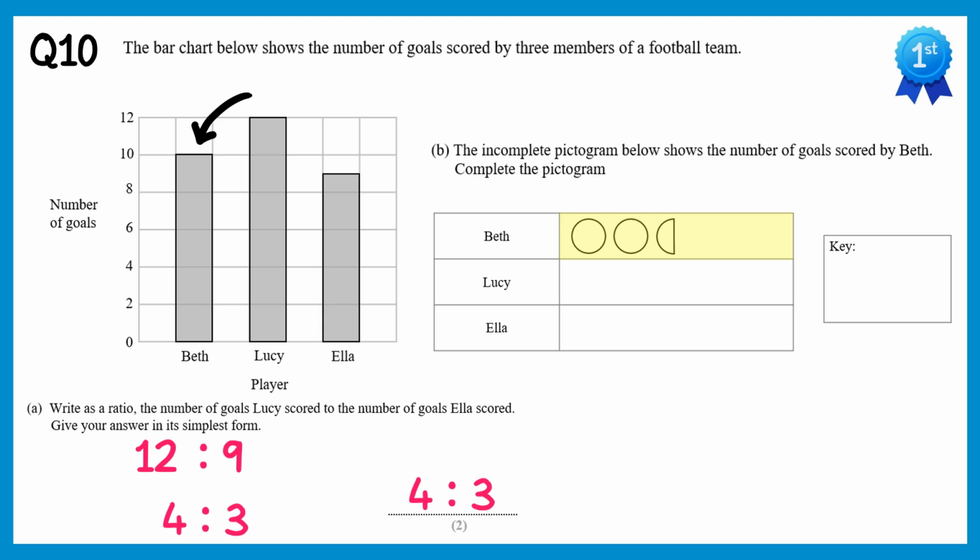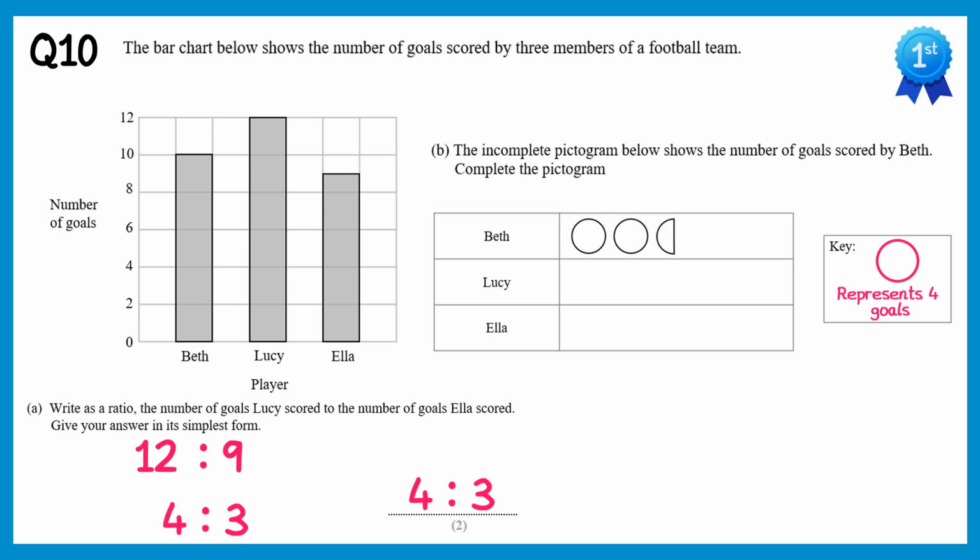So one circle must be 4 goals. So we have 4, and then another 4, and then this half a circle would be 2, since 2 is half of 4. And you can see this adds up to 10. 4 and 4 and 2 makes 10. So the key must be that one of the circles represents 4 goals. We can now use this key to complete the pictogram for Lucy and Ella.